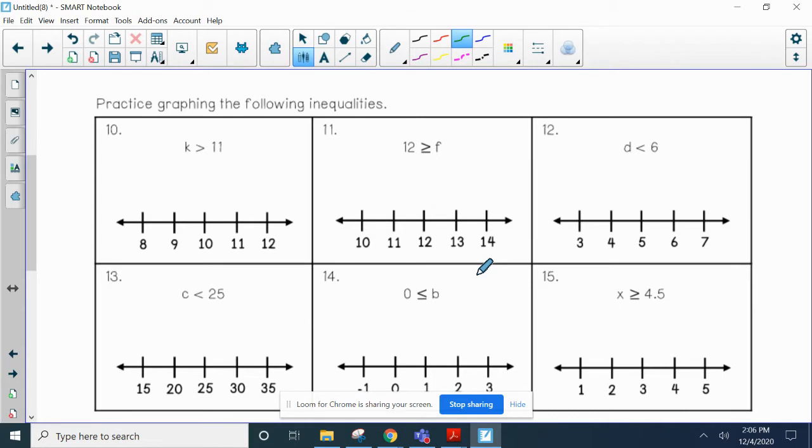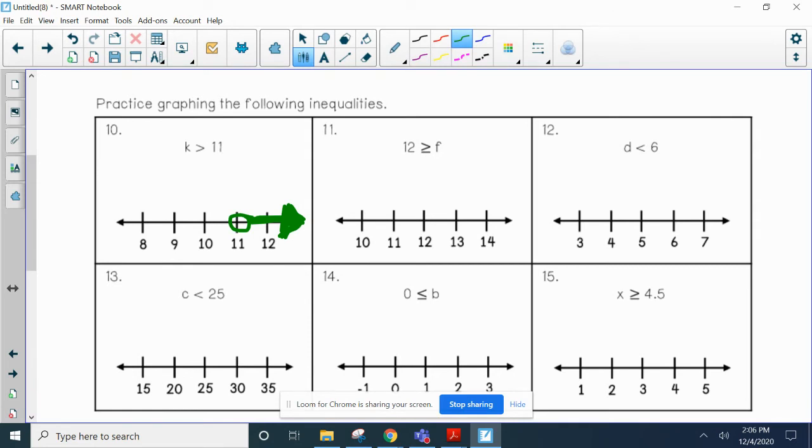All right, so I have K is greater than 11. Well, first, I know I'm starting at 11. Is it going to be a full circle, a shaded circle, or an open circle? That's right, an open circle. Why? It doesn't include 11. Is our variable first? So we can shade the direction that it's pointing. K is greater than 11. What direction are all the numbers bigger than 11? So right, does that show that all those numbers are bigger? Yeah.